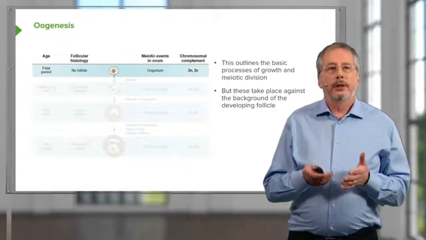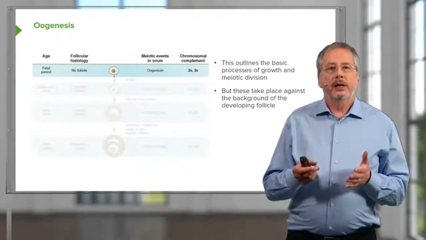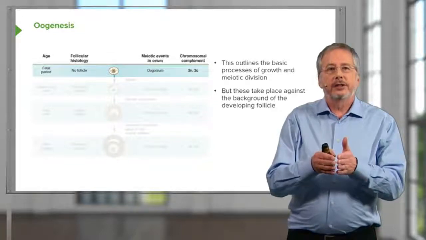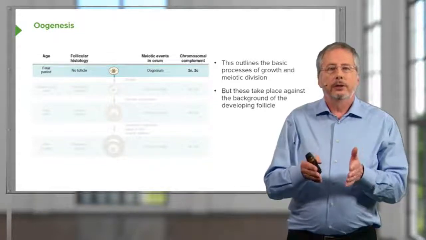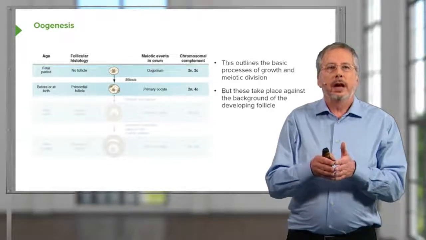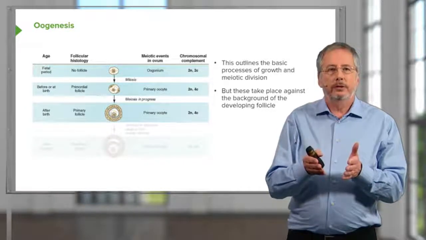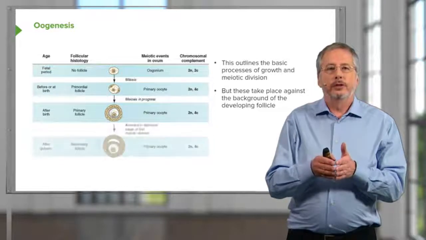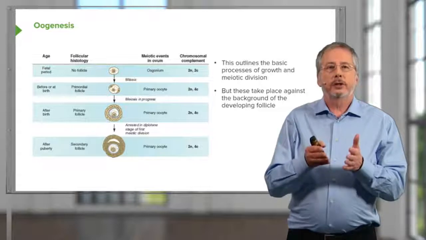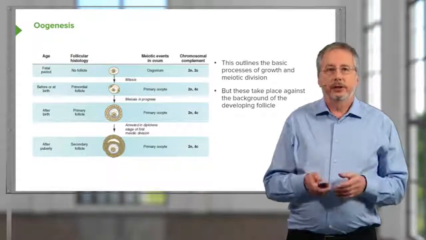And in this diagram, this is what we do. We're looking at the developing primordial germ cell, but we've now added in the cells of the follicle. So we can see that it goes through stages such as the primordial follicle, and then after birth we have the primary follicle. After puberty, it will move on to the secondary follicle. And in all of these, it has not completed the first meiotic division.